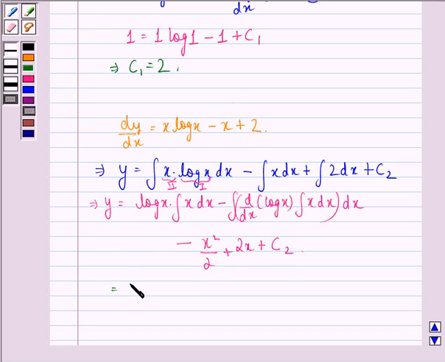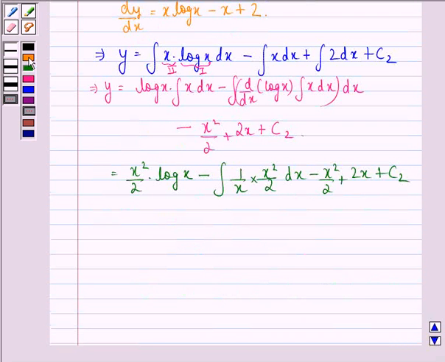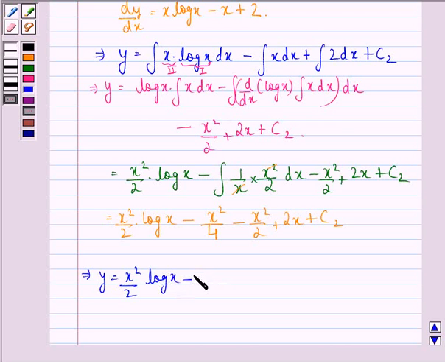This is equal to x squared by 2 into log x minus integral 1 upon x into x squared by 2 dx minus x squared by 2 plus 2x plus the constant c2. This is equal to x squared by 2 into log x minus x by 2 dx is x squared by 4 minus x squared by 2 plus 2x plus c2. This implies that y is equal to x squared by 2 log x minus 3 by 4 x squared plus 2x plus the constant c2, and we call this equation 2.